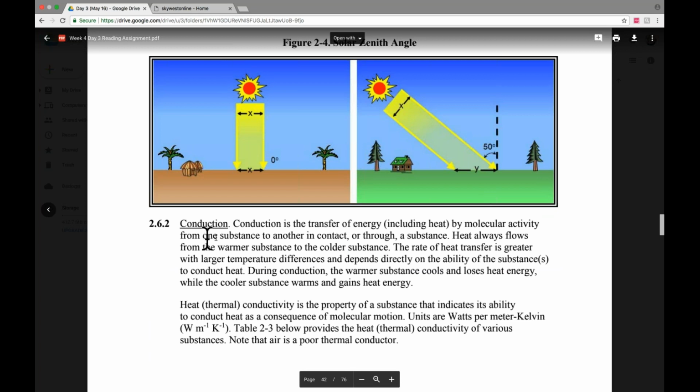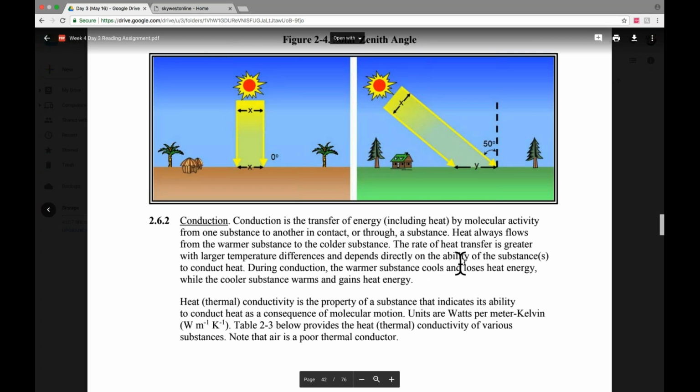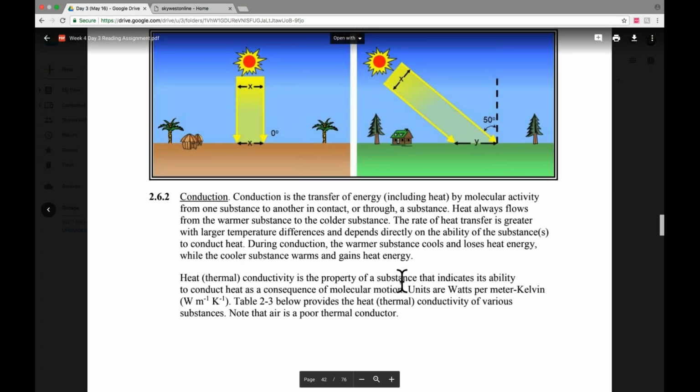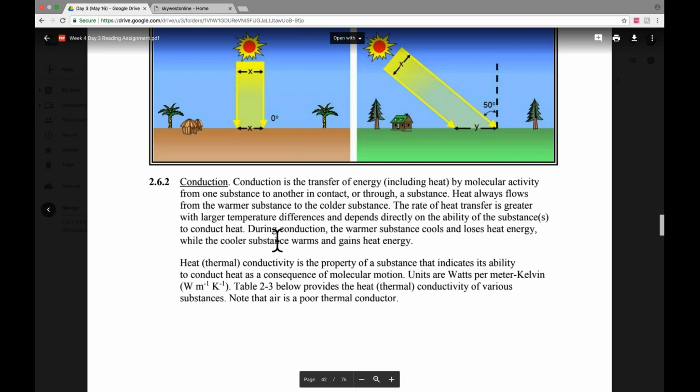Conduction is the transfer of energy by molecular activity from one substance to another. Think of a soldering iron. I don't know, is that a bad example? But basically the transfer of energy when one substance touches another. So during conduction, the warmer substance cools and loses heat energy, while the cooler substance warms and gains heat energy. Think of when you get a big old cup of ice and you pour water on it. That's conduction.